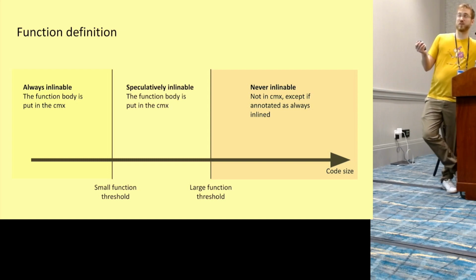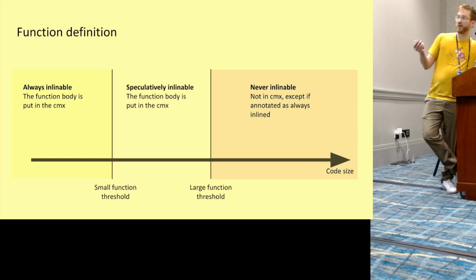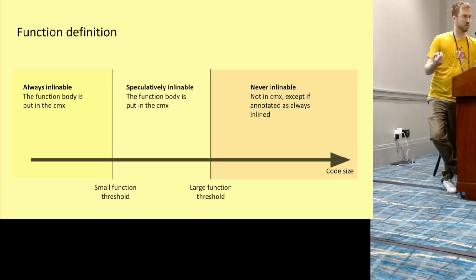When we see a function, we look at the body, and we optimize it. And we also compute its code size. And then we will classify this function into 3 different parts. If its code size is below a threshold, we say that it's small, and in this case we are always going to inline it.